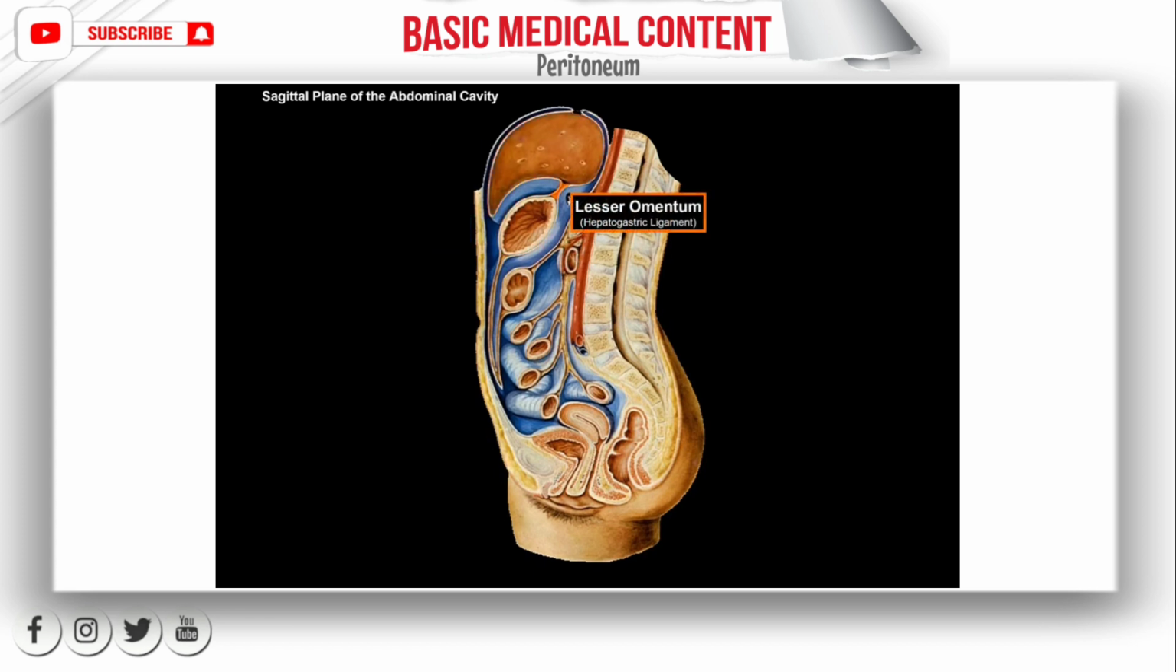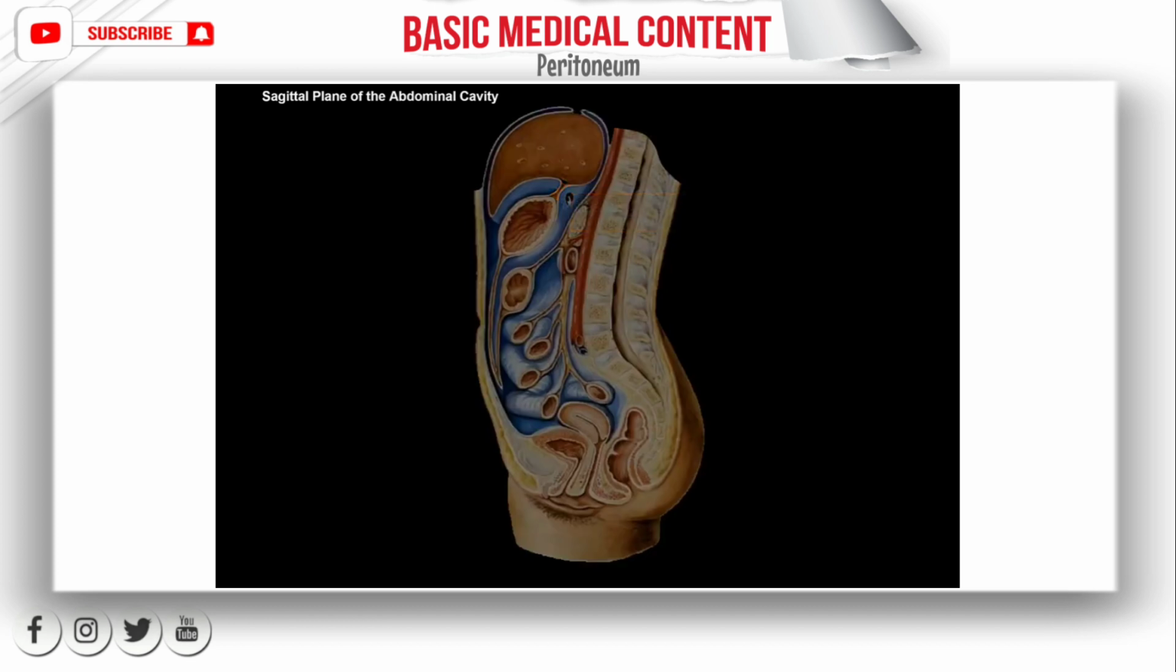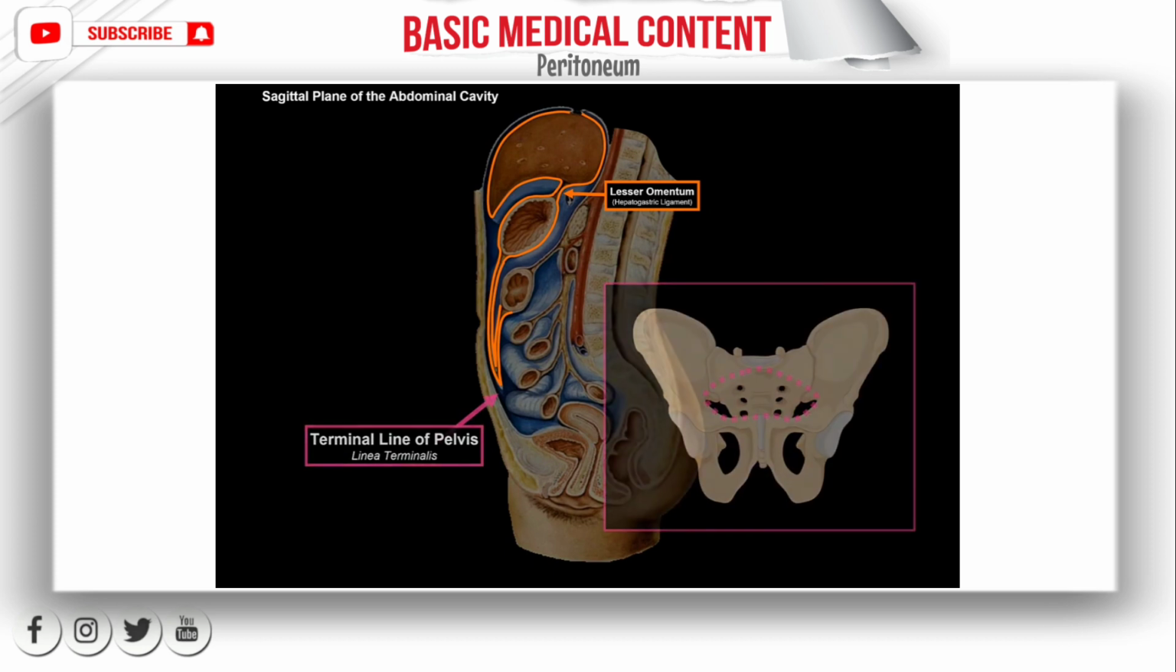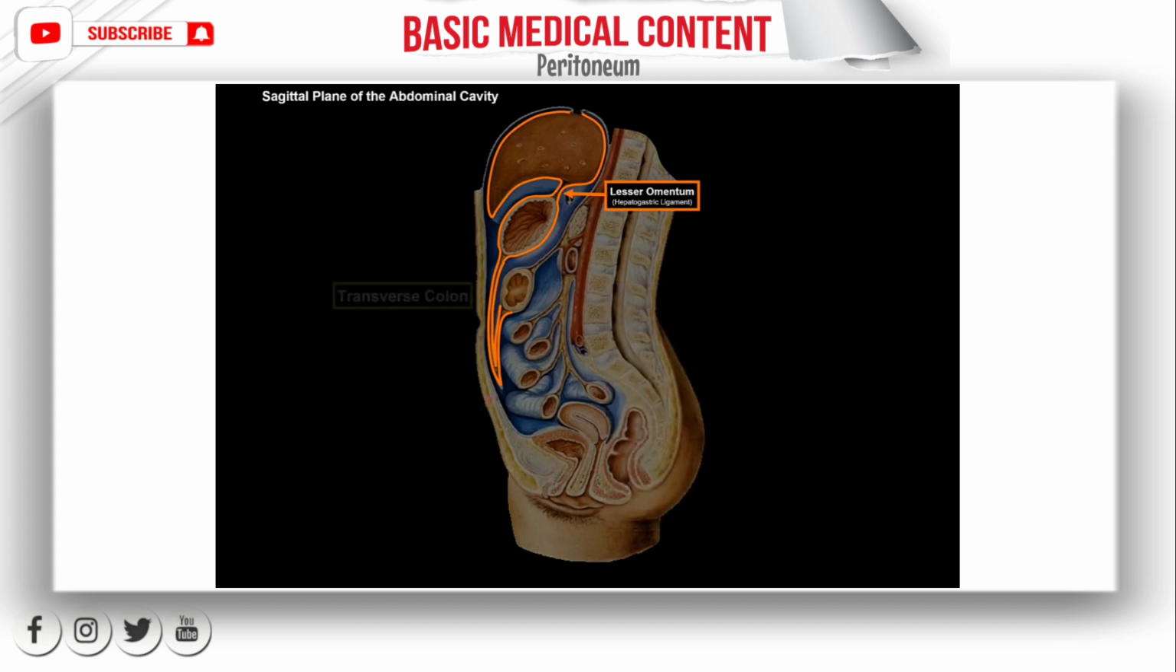And if you look closely, you will see that the lesser omentum is made up of two layers of ligaments. Because look here, the visceral peritoneum goes around the liver and forms two layers of the lesser omentum. Then they surround the stomach, and keep up with me now, they continue down, and once they get to the terminal line of the pelvis, which remember, here is the pelvis, and the terminal line of the pelvis is here. Then the peritoneum turns and attaches to the transverse colon.